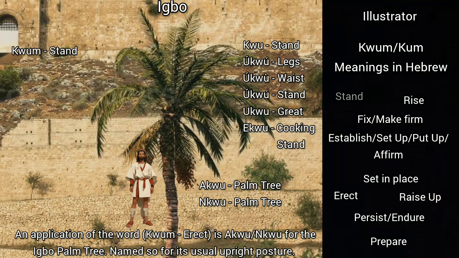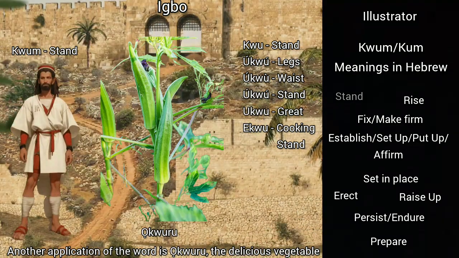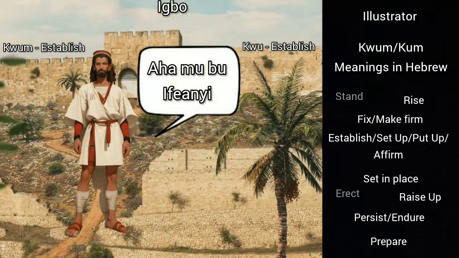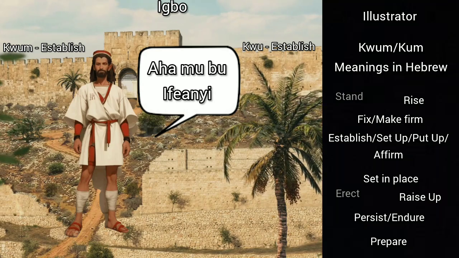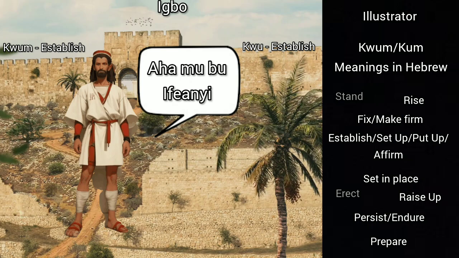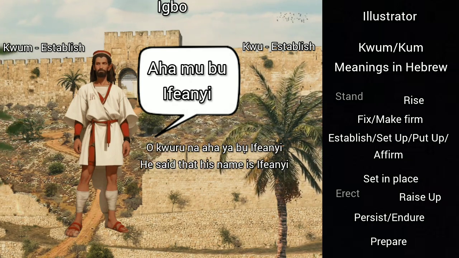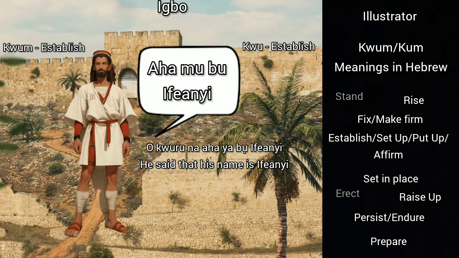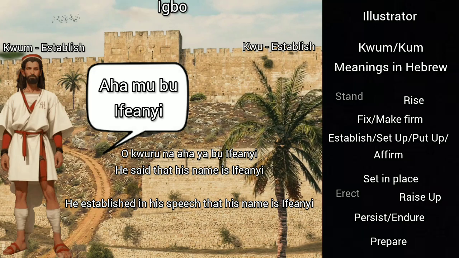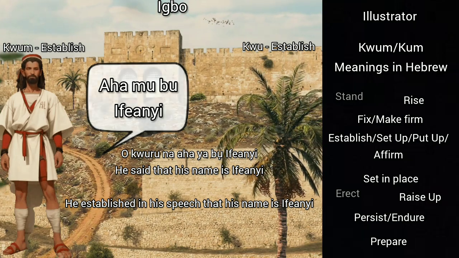Another prominent meaning of the word kum in the Hebrew language is establish, or set up, or put up. Now, let's take this speech that the character has actually presented on the screen. Now, he says, Ahamu bu Ifani. That actually means my name is Ifani. Now, what you must know is this. In the Igbo language, we will say, Iho kurubu na aha ya bu Ifani. But at the root, what that actually means from Hebrew is, what he established in his speech is that his name is Ifeanyi.